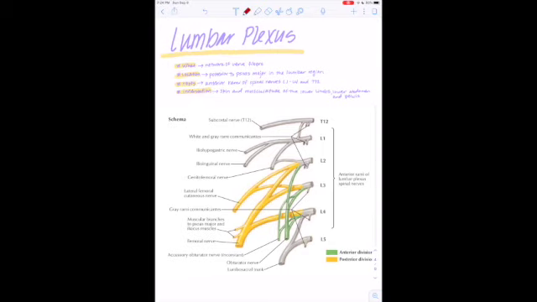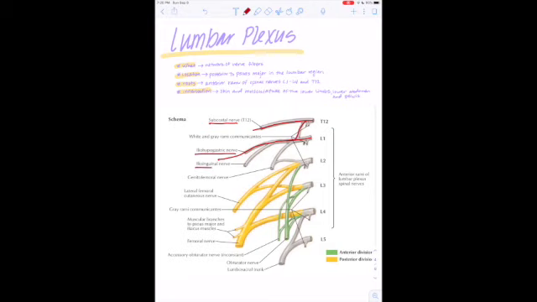So let's first talk about the root and location of each main branch in the lumbar plexus, starting with the subcostal nerve. It comes from the anterior rami of T12, and it runs along the inferior border of the 12th rib. The iliohypogastric nerve is from T12 and L1. It runs laterally to the transversus abdominis.